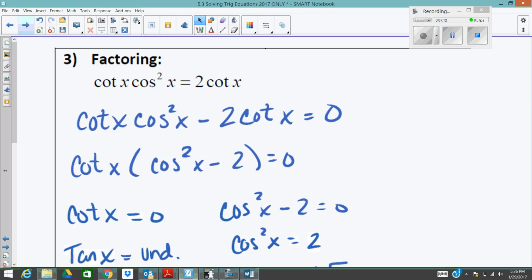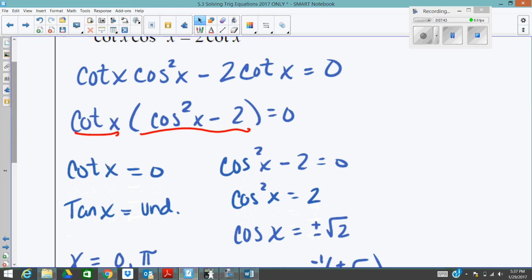So in this example here, we want to subtract the 2 cotangent of x over to the left side, and now both of my terms have cotangent in it. So you want to factor out a cotangent of x. So we get cotangent of x times cosine squared of x minus 2 equals 0. So then we have our 2 factors multiplied together to equal 0, so we can split them up, set them equal to 0, and solve.